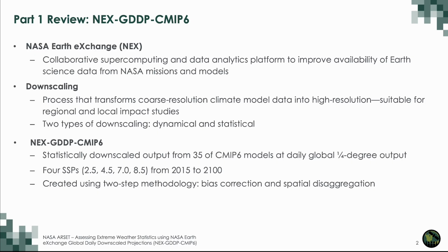And finally, NEX-GDDP CMIP6 is a statistically downscaled output from 35 of the CMIP6 models at daily global 1/4 degree output. There are 4 shared socioeconomic pathways considered: 2.6, 4.5, 7.0, and 8.5, from 2015 to 2100. And it's created using a two-step methodology, bias correction and spatial disaggregation.